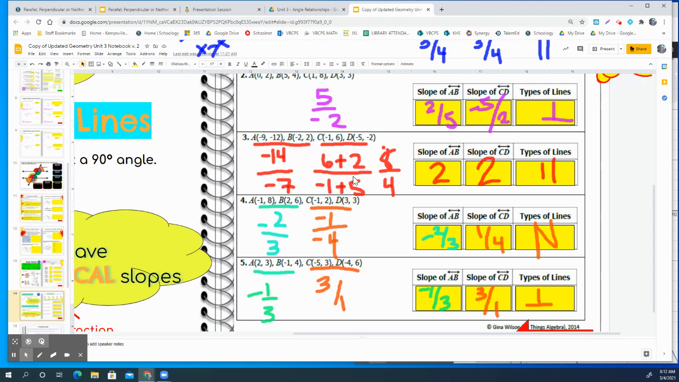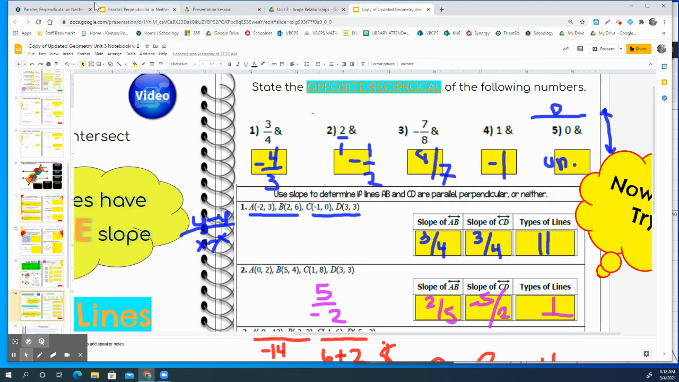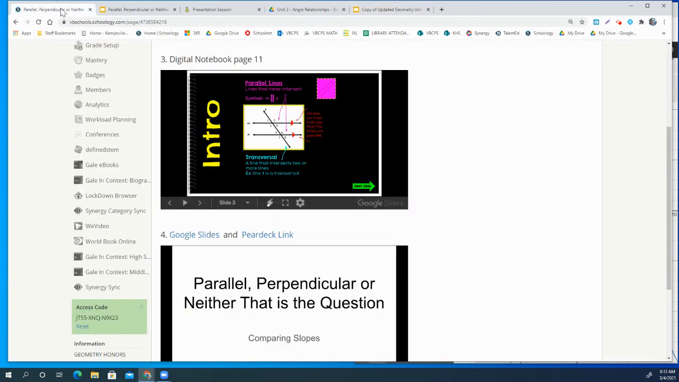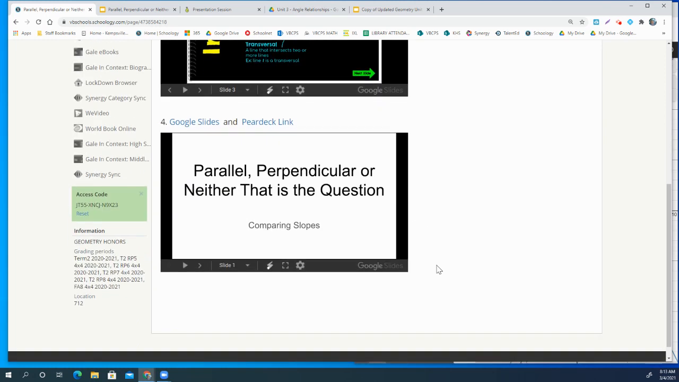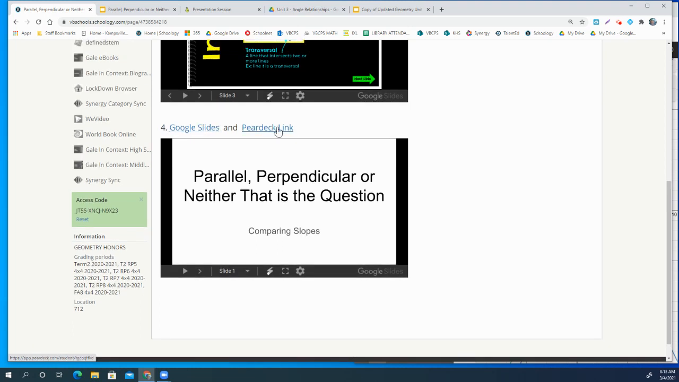That was like a rushed thing. Let's go do some practice, and this will be self-paced practice. So if you go back into our Schoology page, and I know I have you flip around a lot, if you'd rather work on Google Slides, you can click on this link. And if you'd rather work on a Pear Deck, you can click on this link. Okay, I'm going to click on the Pear Deck.